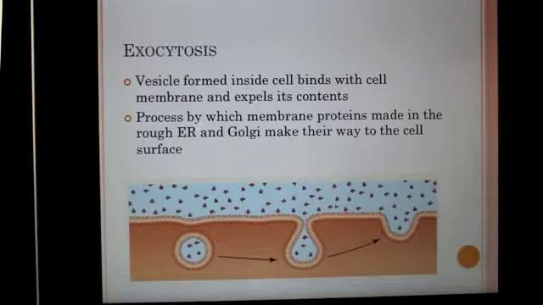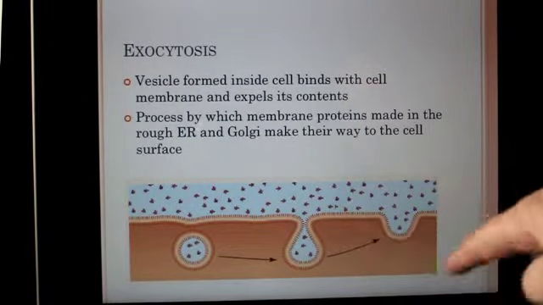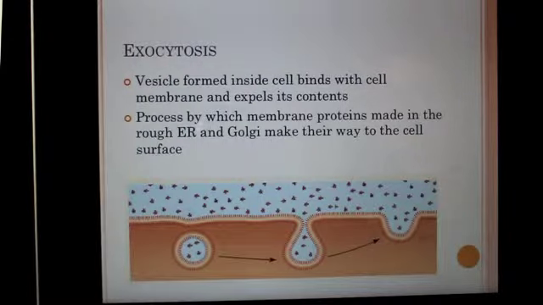And here's a cartoon of exocytosis. This is where a vesicle has formed inside the cell and it binds with the cell membrane and expels its contents. This is how, when the membrane proteins are made in the rough ER and the Golgi, they're actually put into a vesicle, which then binds on the surface and the protein gets stuck on.